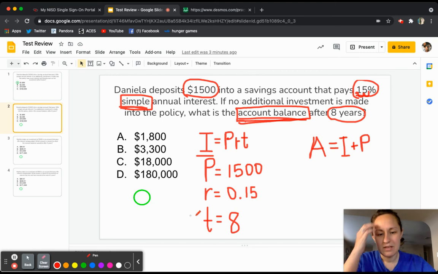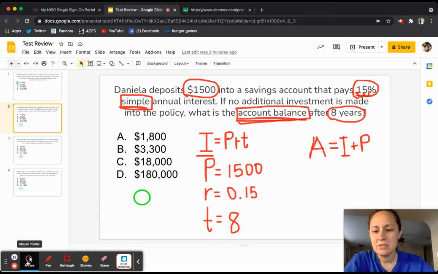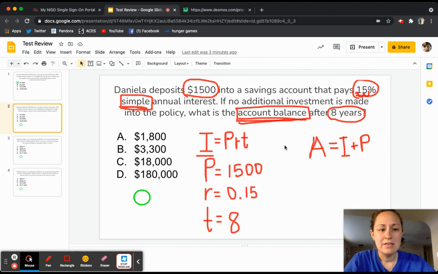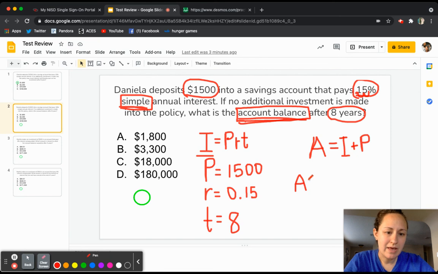So we're going to go back. We already multiplied these numbers out. We already know what we have, right? So we're still going to go back to our Desmos and we're going to double check it, okay? So we had 1,500 times 0.15 times 8. We got 1,800. That's how much interest she made on her account in 8 years. So our interest, let me go ahead and plug that in. So we want our total account balance. Our interest was $1,800.